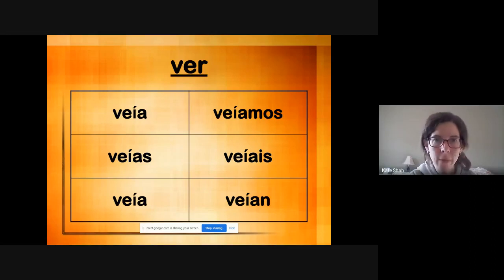And ver is considered irregular, but the only thing that's irregular about it is that usually when you conjugate a verb, you take off the ER and put on the ending, but with ver, you only take off the R and add your ER endings. So this goes to veía, veías, veía, veíamos, which has so many vowels, veíais, and veían. I guess that's the other reason why it's considered irregular, because nosotros, vosotros, and well, there's a lot of vowels. There's way too many vowels in a row. And that's why it's considered irregular.